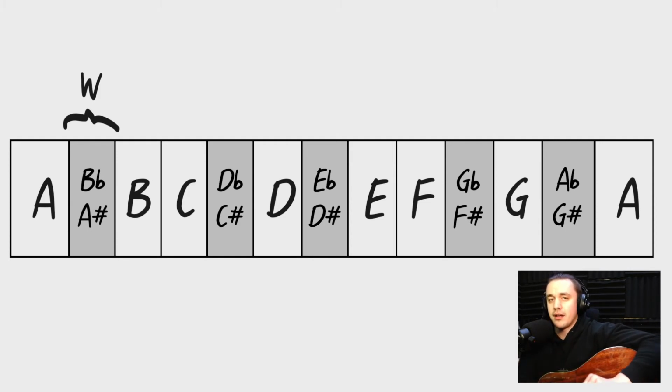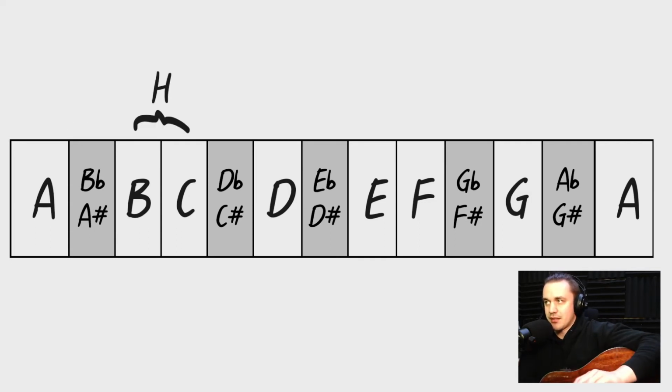This is very elementary and basic, but it is so important. So a whole step is that distance between a note and another note where you skip one. So A to B would be a whole step. Now when you look at half steps, they are one note to the note immediately next to it.